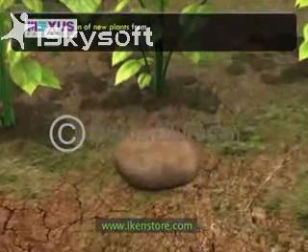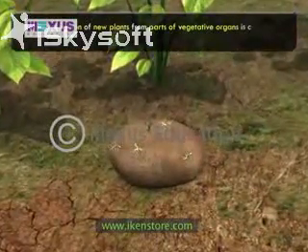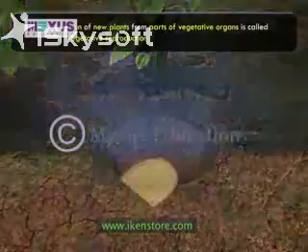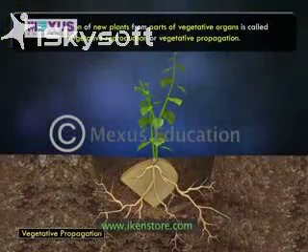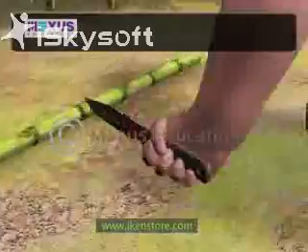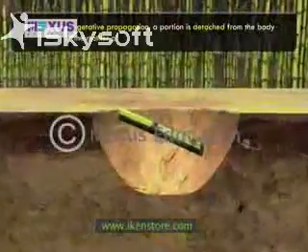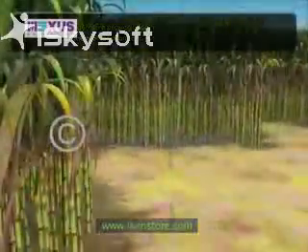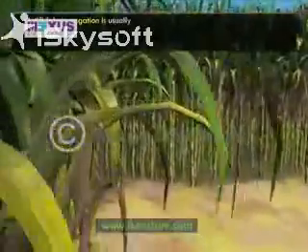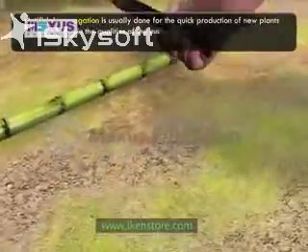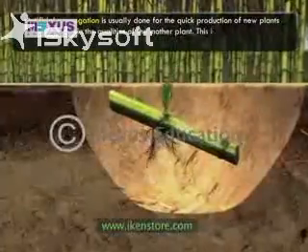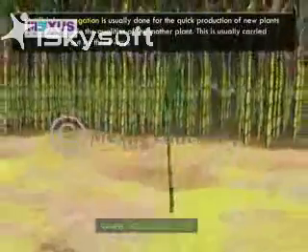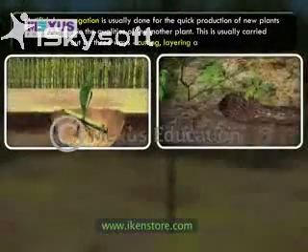Regeneration of new plants from parts of vegetative organs is called vegetative reproduction or vegetative propagation. In artificial vegetative propagation, a portion is detached from the body of the mother plant and is then grown independently. Artificial propagation is usually done for quick production of new plants and to retain the qualities of the mother plant. This is usually carried out in three ways: cutting, layering and grafting.